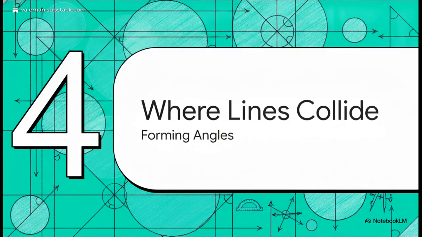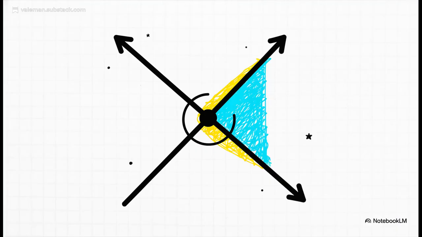All right, on to Section 4, where lines collide, forming angles. We've built infinite lines and perfect circles, but now we need to explore the intersections of our universe. What happens when things crash into each other? When 2 half-lines or rays shoot out from the exact same point, they form an angle. The point of collision is the vertex, and the rays are the sides. This simple, elegant definition sets the stage for how these sharp collisions physically divide space itself.